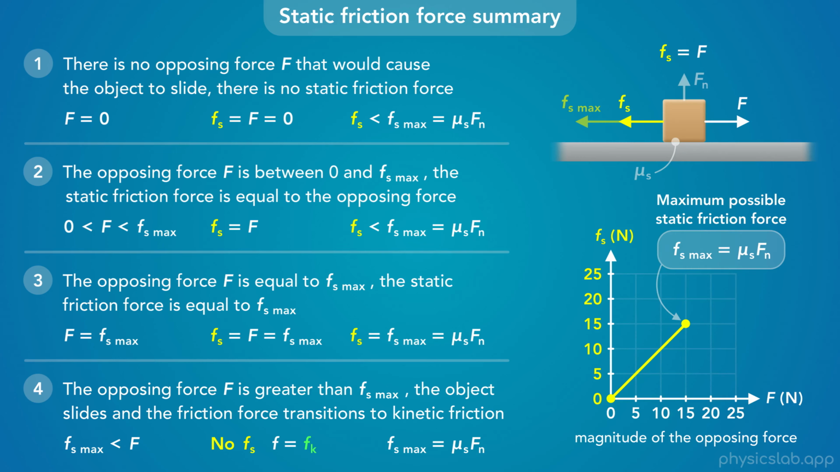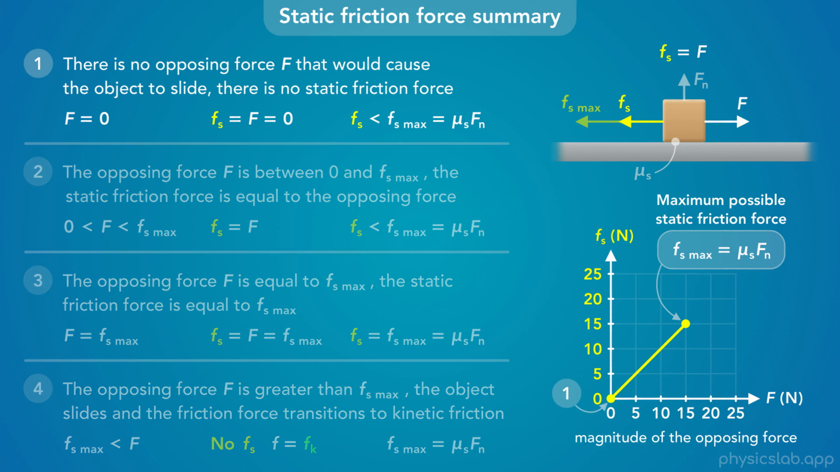And here's how each case relates to the graph. If the opposing force is 0, the static friction force is also 0. If the opposing force is greater than 0, but less than the maximum static friction force, the static friction force is equal to the opposing force.